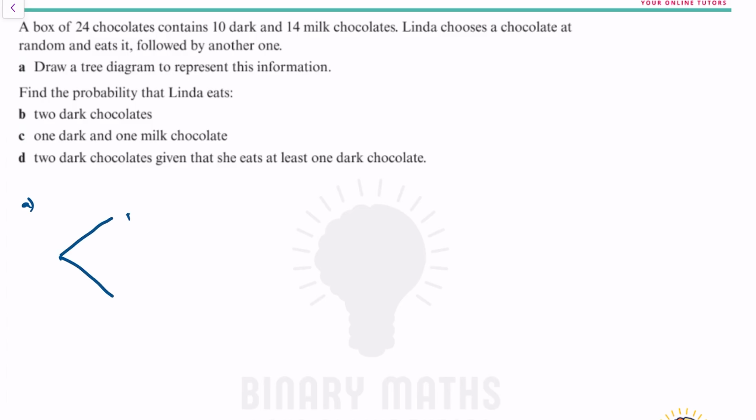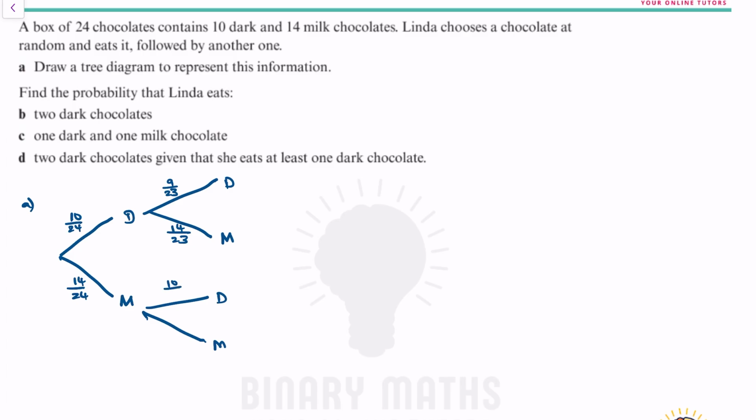So we've got dark chocolate and milk chocolate. Dark chocolate is 10 out of 24. Milk chocolate is 14 out of 24. Then the second chocolate that she takes can be dark or milk. If she takes the dark already, then it's going to be 9 out of 23. The milk chocolate numbers would not have changed, so it's 14 out of 23. And then if she takes the milk chocolate first, then the dark chocolate would not have changed, so it would be 10 out of 23. And the milk chocolate would have gone down by 1, so it's 13 out of 23.